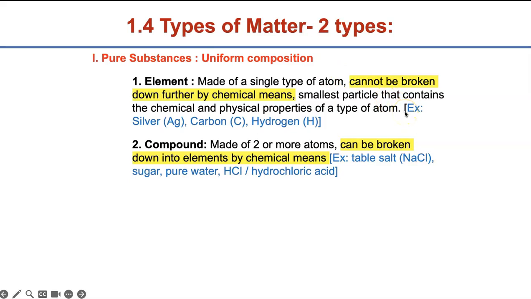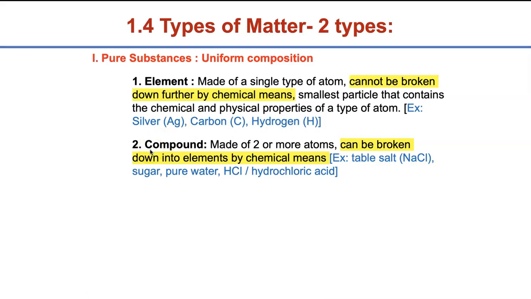So different elements have different numbers of protons. That's what differentiates the type of atom that it is. Examples: silver, I've given you the chemical symbols as well, carbon, hydrogen, and you can name all the ones in the periodic table.